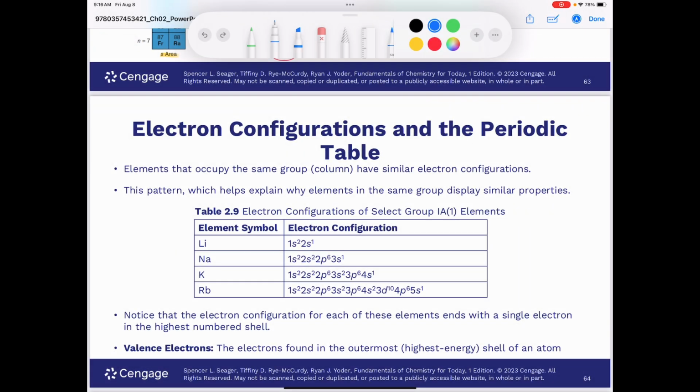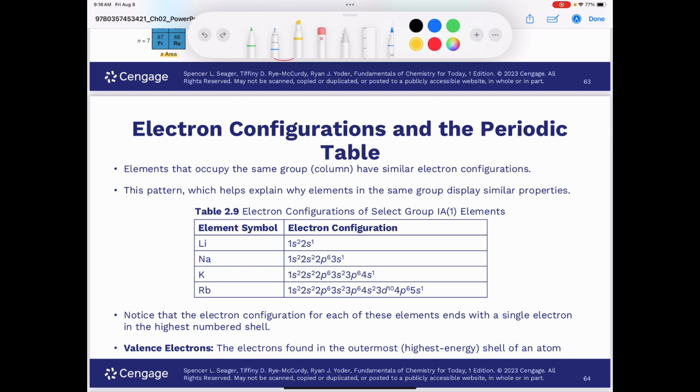So elements that occupy the same group or column, the same family in the periodic table, are going to have similar electron configurations. And this pattern helps us explain why elements in the same group display similar properties. Remember, elements in the same family are going to react similarly, or have similar properties, and that's because their electrons are organized in a similar way.